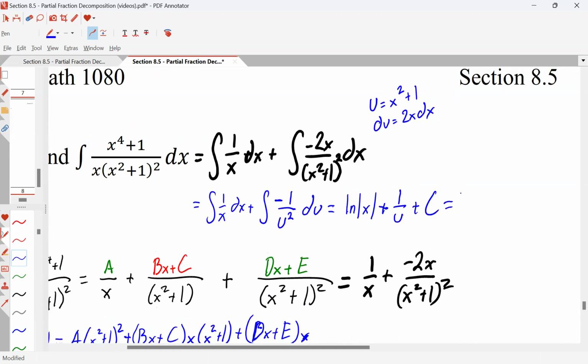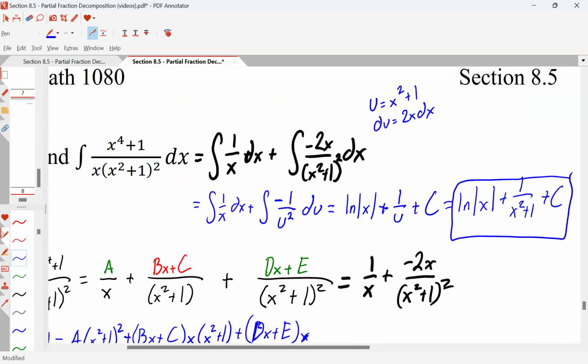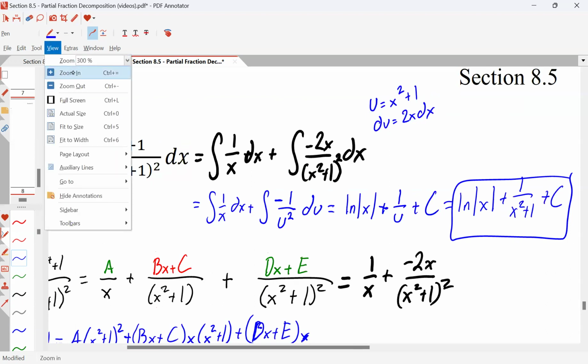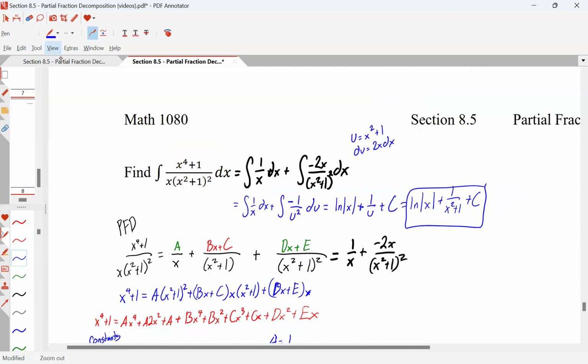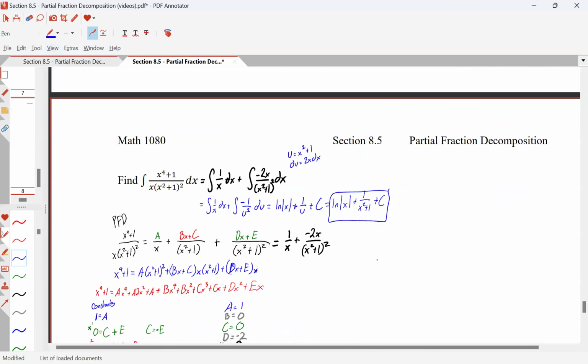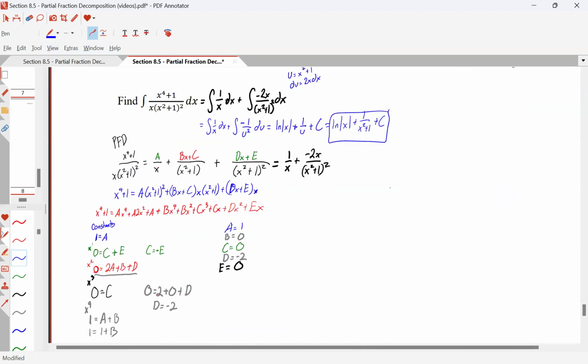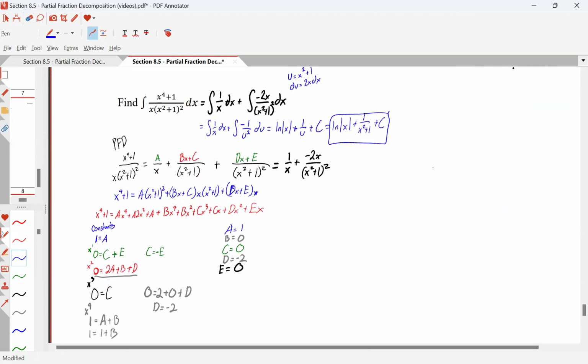And u is x squared plus 1. So there is our integral of x to the 4th plus 1 all over x times x squared plus 1 squared. Work through the partial fraction, and then the integral becomes really nice and easy. So there, with all those videos, is the process of partial fraction decomposition.